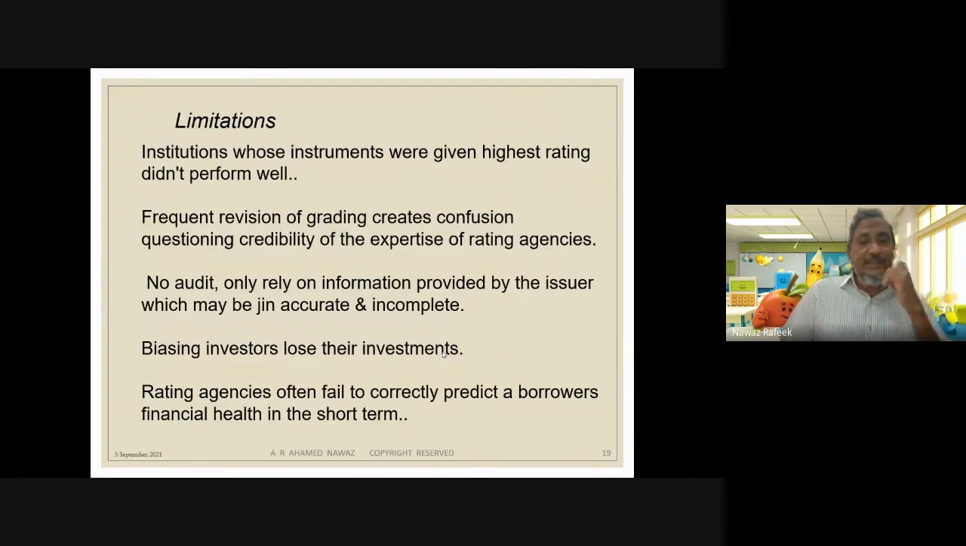What are the limitations of credit rating? Institutions whose instruments were given the highest rating didn't perform well. Sometimes you may find that in the past, performance was very, very good, therefore a high rating was given, but the future performance is not as expected. It can happen.